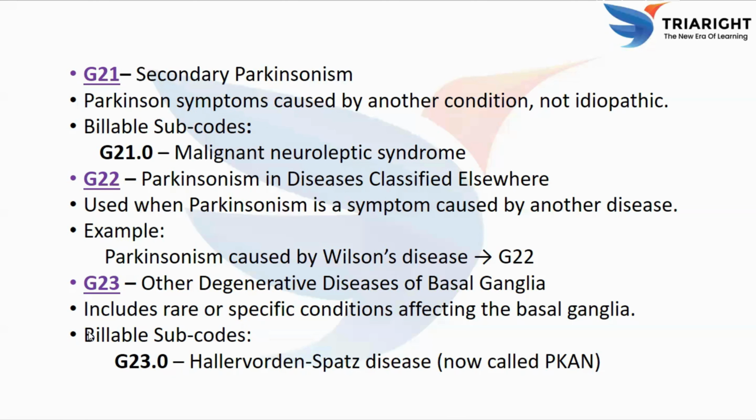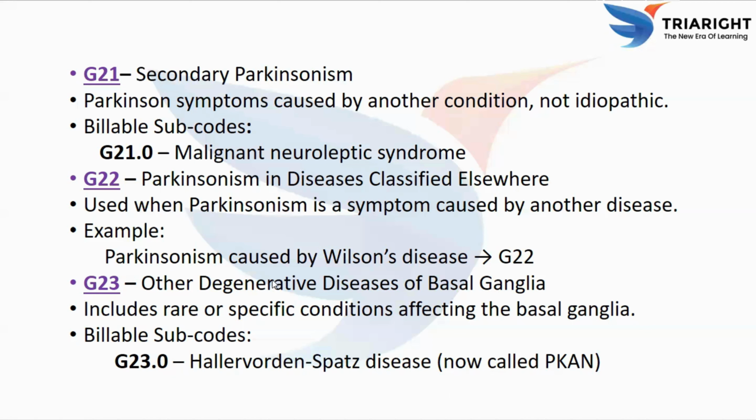So what does this category include? It includes other rare or specific degenerative disorders affecting the basal ganglia, nothing but the movement control region of the brain. Right, the basal ganglia is the movement control region of the brain. So G23.0 is Hallervorden-Spatz disease. It's also called PKAN.